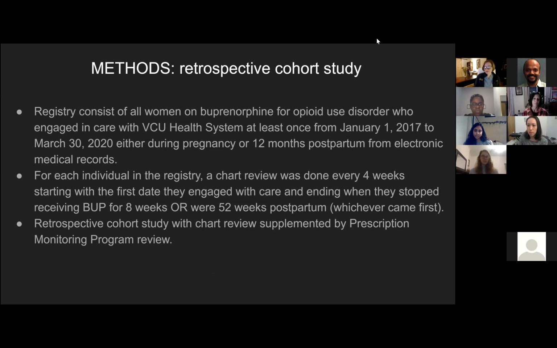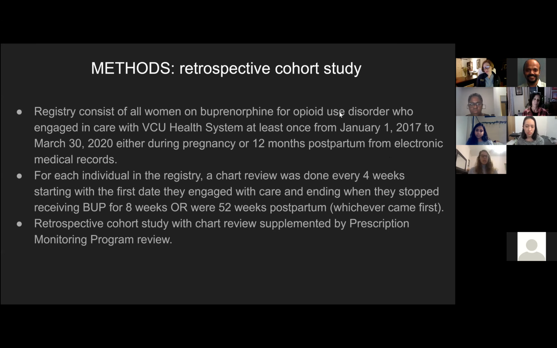Which leads me to my next point of who we're studying. So essentially, the lab created a registry of individuals, and this registry consists of all women on buprenorphine for opioid use disorder who engaged in care with the VCU health system at least once from January 1st, 2017 to March 30th, 2020, either during pregnancy or 12 months postpartum. And this was queried from the electronic medical records. And they didn't have to have all of their care at VCU. They just had to have at least one encounter at VCU.